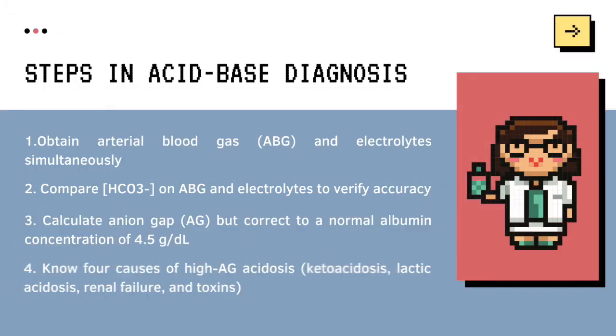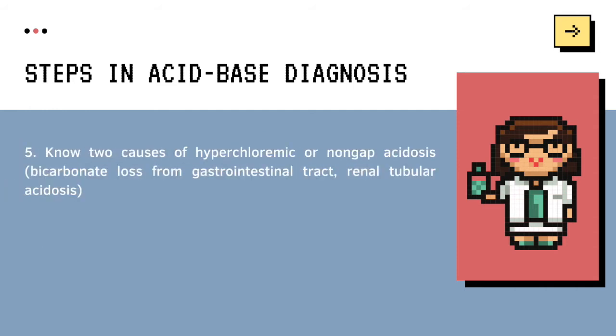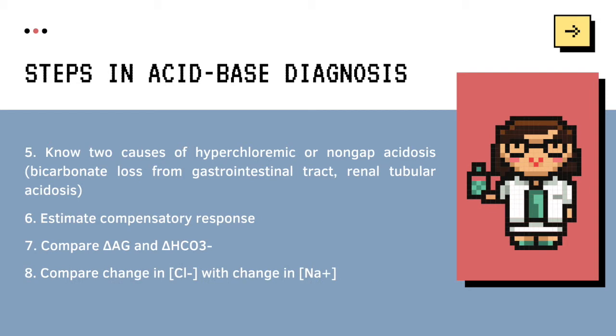Fourth is to know the causes of high anion gap acidosis, including ketoacidosis, lactic acidosis, renal failure, and toxins. Fifth is to know the causes of hyperchloremic or non-gap acidosis, including bicarbonate loss from the GIT or renal tubular acidosis. Sixth is to estimate the compensatory response. Seventh is to compare the change in anion gap and bicarbonate. And lastly, to compare the change in chloride to the change in sodium.